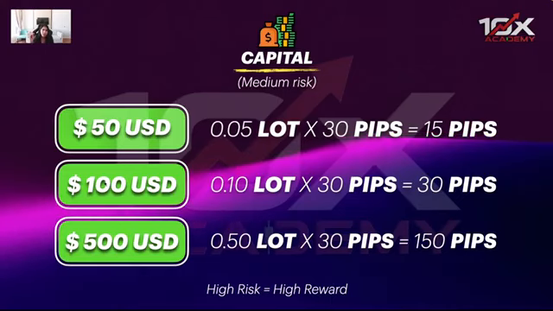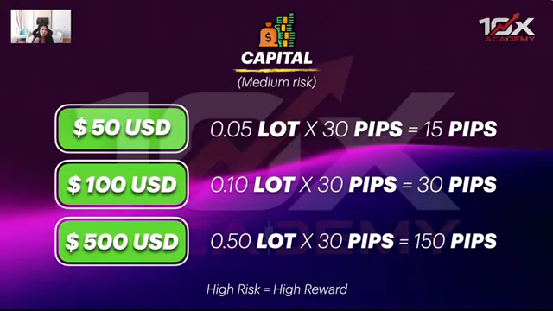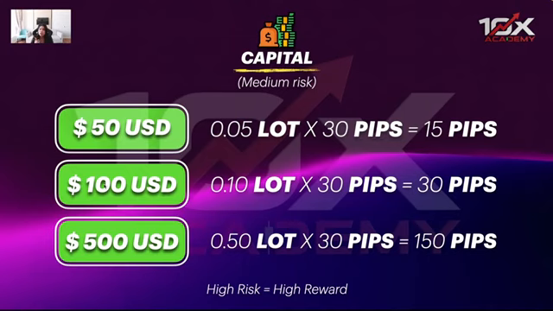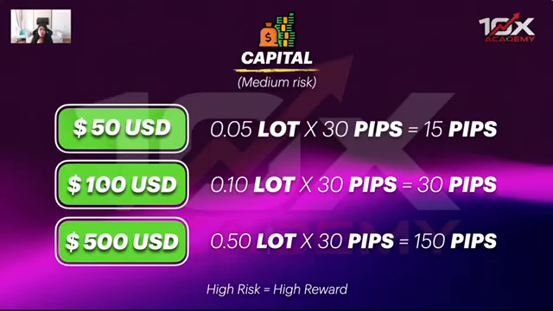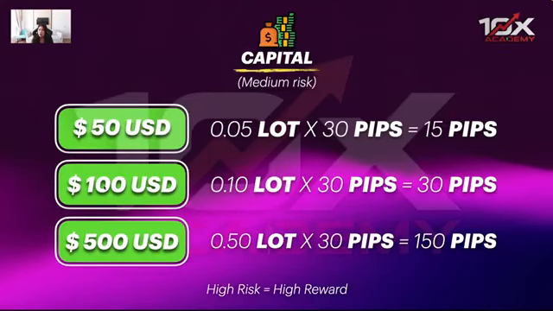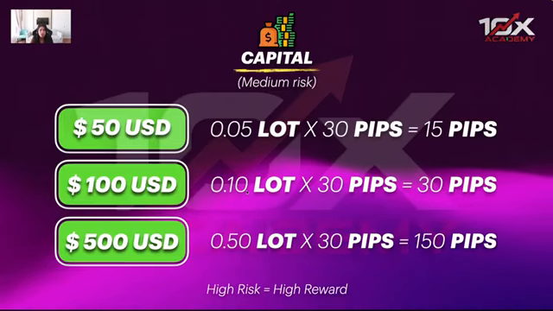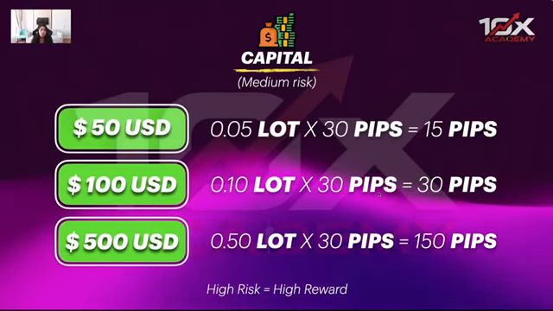This is the perfect deposit, the perfect capital for beginners. Because you need to know, you are trading gold. It's a volatile pair, so you need to have enough capital that can support your floating. And for 100 USD, the benefit is that you can lay up to 0.10 lot size, a bit more than 50 USD. So you can lay up to 0.10 lot size times 30 pips. You get to enjoy 30 pips.